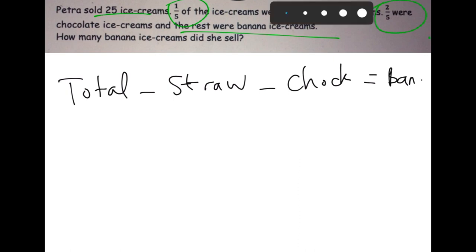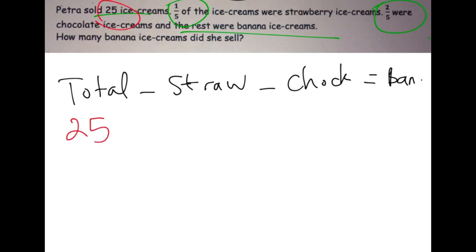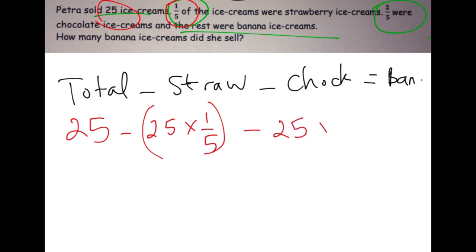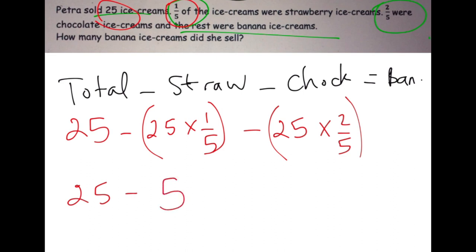So let's see, the total is 25. That's the easy part. Minus the strawberry. Now we are told 1/5 of the total was strawberry. So minus 25 times 1/5. Minus now chocolate is 2/5. So that would be 25 times 2/5, right? So let's see what we have. 25 times 1 divided by 5, that's 5. So this will give me 5 right here. And then this will give me 10. So the total will be 25 minus 5 minus 10. That would be 10. 10 banana ice creams.